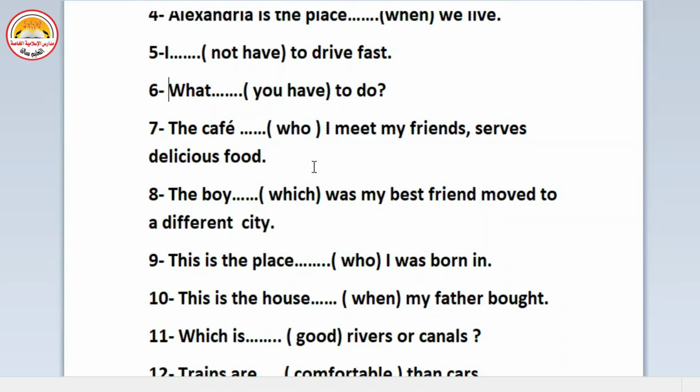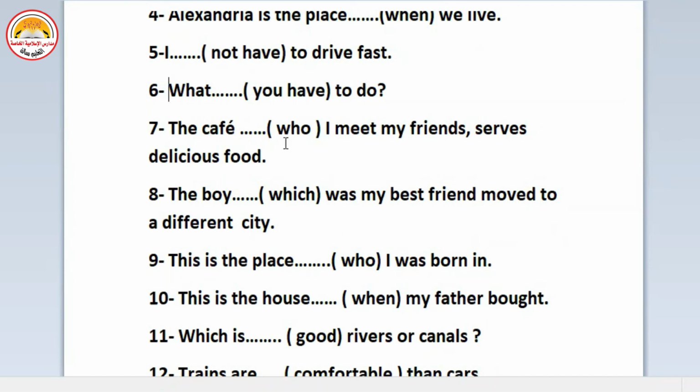Okay, number 7. Who can answer number 7? The cafe where I meet my friends serves delicious food. Where. Okay, so here the correct answer will be where. The cafe where I meet my friends serves delicious food.